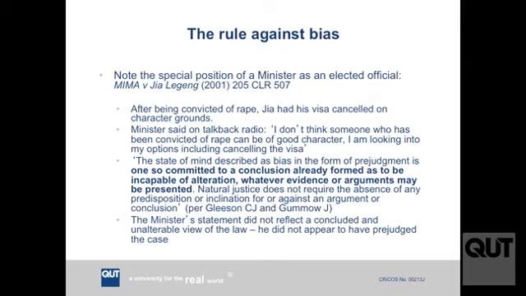The High Court found that there was no bias in this case because, firstly, the minister's statements must be considered in light of his political functions and responsibilities. He is allowed to follow policy, but not above or instead of the law. Secondly, his statement did not reflect a concluded and unalterable view of the law, and he did not appear to have prejudged the case.